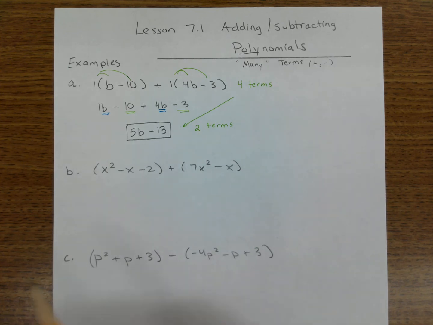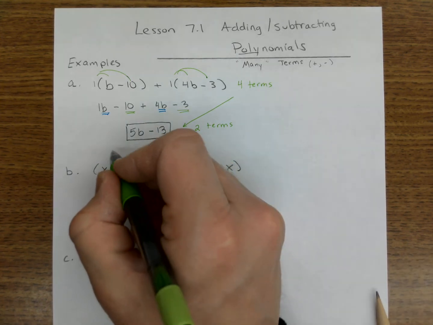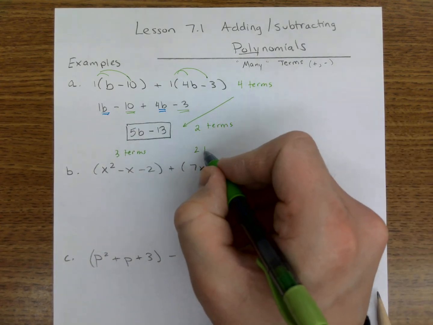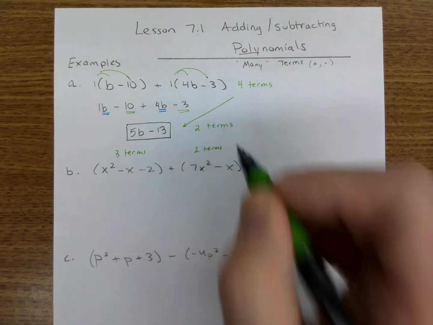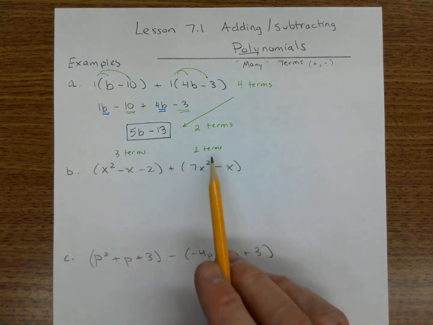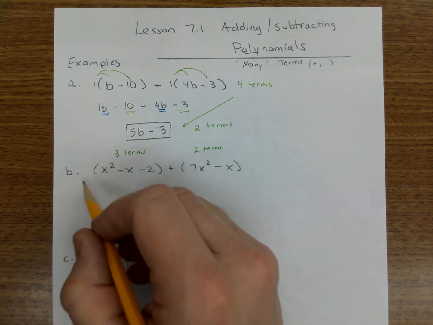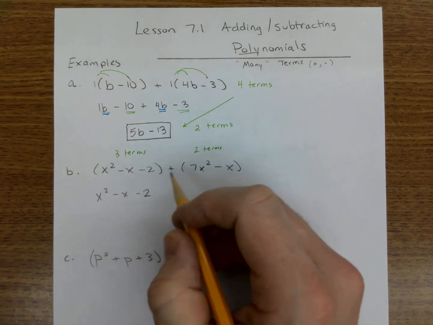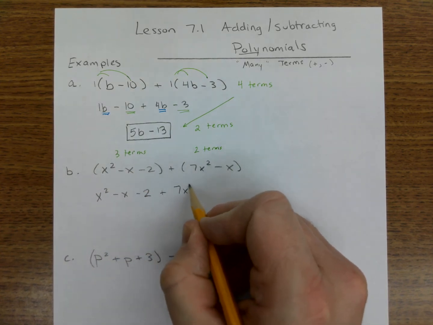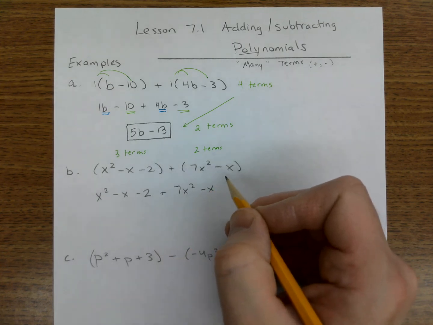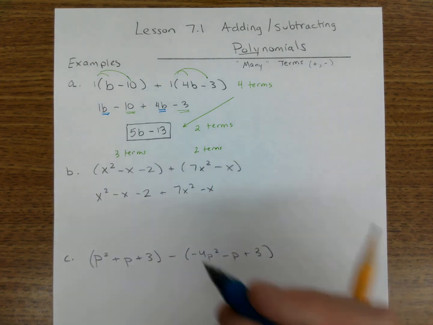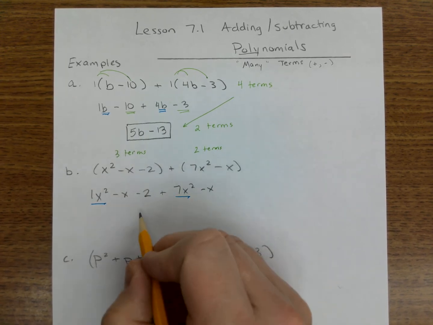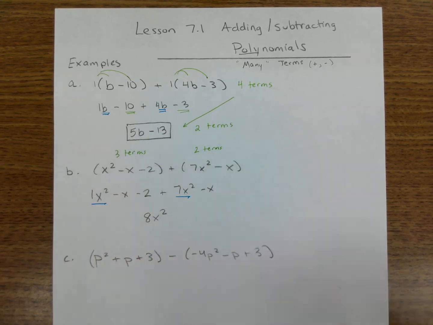All right, on the next one, we have these 3 terms plus these 2 terms. So we have 3 terms plus 2 terms. Well, let's go ahead and distribute this 1 in here. Well, that doesn't change anything. It's really simple when we have a 1. Plus 7x squared minus x. Now we're going to combine like terms. Well, what's like? This one is just like that one. So that's 1 plus 7, that is 8x squared.